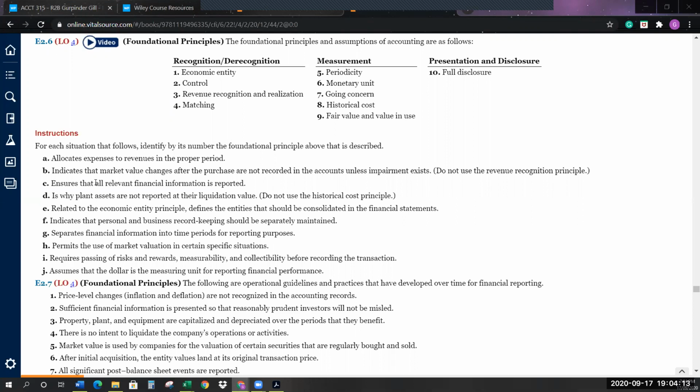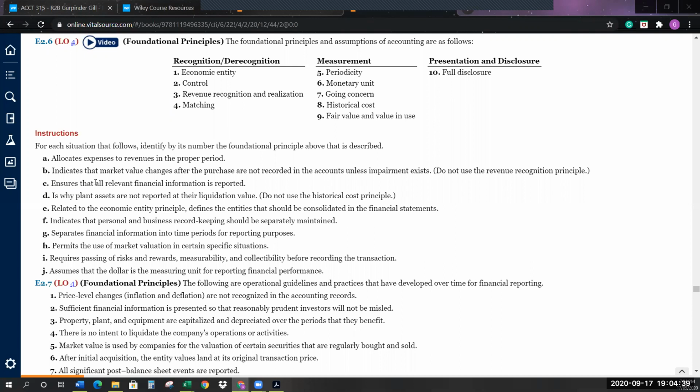All right. So the next one indicates that the market value changes after the purchase are not recorded in accounts unless impairment exists. Do not use the revenue recognition principle. Historical cost. It could be historical cost? Historical cost, yeah. Okay. So what really is historical cost?